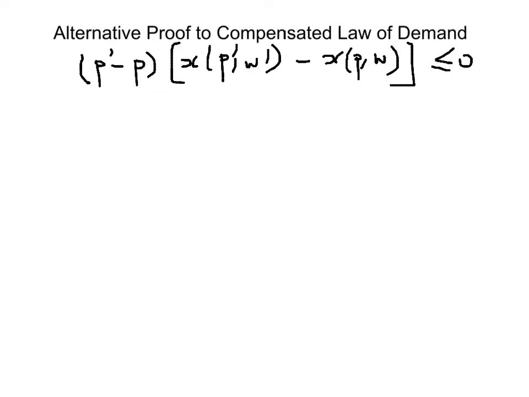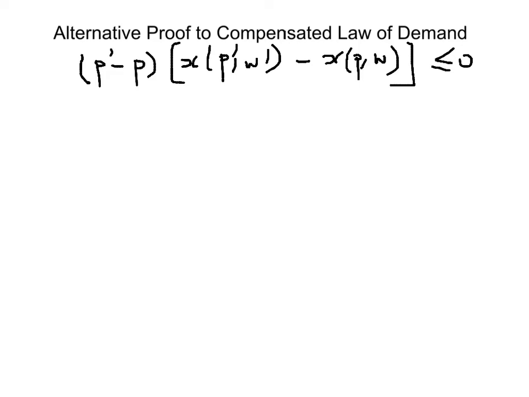Let me give you an alternative proof to the compensated law of demand that relies on a more geometric intuition for these results. Let me first develop this expression here. This is the compensated law of demand. I'm going to multiply everything on the right hand side here by p prime first and then by negative p.